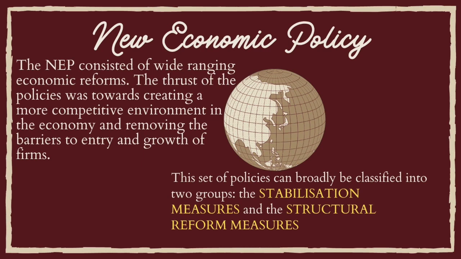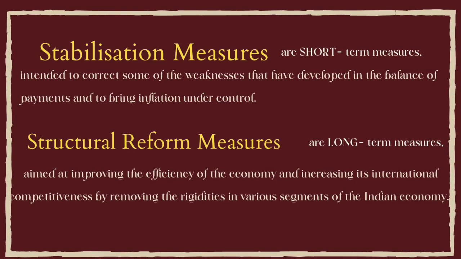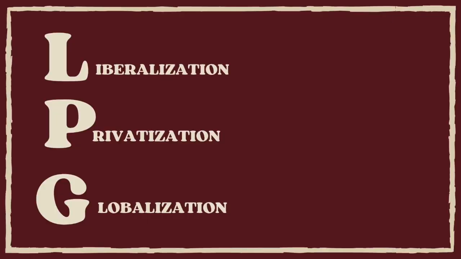This set of policies can broadly be classified into two groups: the stabilization measures and the structural reform measures. Stabilization measures are short term measures intended to correct some of the weaknesses that have developed in the balance of payment and to bring inflation under control. In simple words, this means that there was a need to maintain sufficient foreign exchange reserves and keep the rising prices under control. On the other hand, structural reform policies are long term measures aimed at improving the efficiency of the economy and increasing its international competitiveness by removing the rigidness in various segments of the Indian economy. The government initiated a variety of policies which fall under three heads: liberalization, privatization, and globalization.